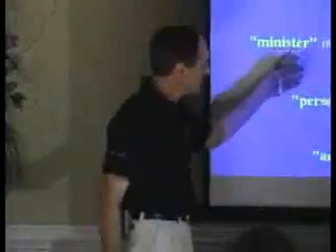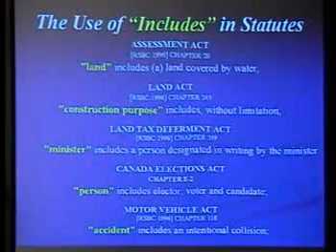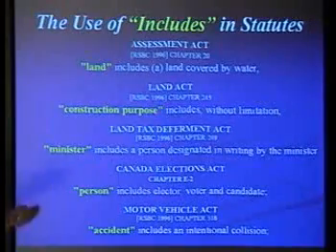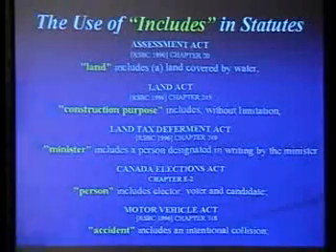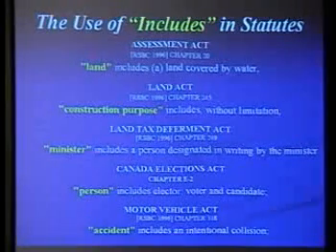Okay, so let's look at Canada Elections Act. Person includes an elector, voter, or candidate. So does that include us? Motor vehicle, I like this one. Accident includes an intentional collision. You go, well, that can't be. I had one last week and I didn't do it on purpose. If that's what you're thinking, you're missing the whole point here. This isn't all about us, it's about them.